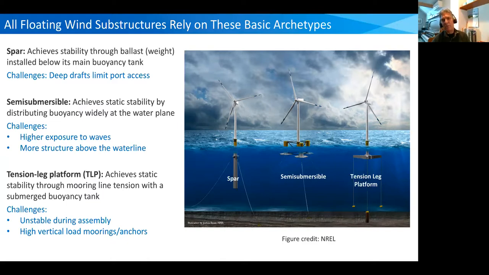The tension leg platform is the one on the far right, and it has the challenge that it's unstable when it's being assembled, typically. The buoyancy has to be pulled down by these tension legs that provide the stability. Those overturning moments can be overcome by hybrid systems that allow that platform to float on the top without tipping over, and so those are being worked on. The advantage of the tension leg platform is that there's a smaller footprint of the anchor system, but it has very high vertical load moorings, at least 10 times higher loads, and the pull force is upward. So it's a much more challenging system to develop and install.